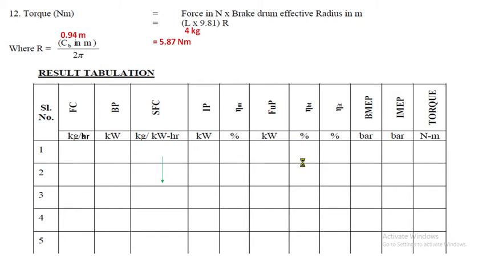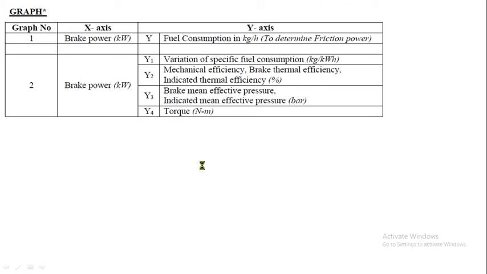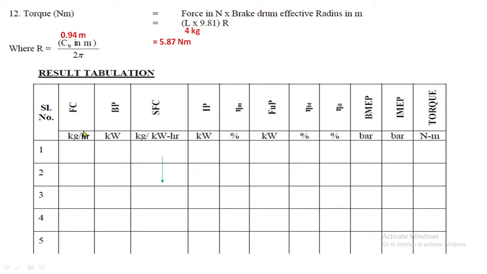One more thing here: FC you have to tabulate in kilogram per hour. Why? In the graphical method for finding frictional power, we have to use kilogram per hour, not kilogram per second. So you can use kilogram per hour values for tabulation here.